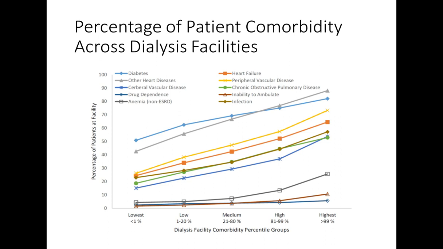In the medium group, in the middle of the graph, are about 3,500 dialysis clinics. So the vast majority of clinics fall into that medium category. And there's about 1,000 dialysis facilities in both the low and high groups. And the key point here is that even clinics with relatively healthy patients, shown on the left, still have relatively high prevalence of comorbidities like diabetes at 50%, heart disease at 40%, vascular disease in the 20 to 25% range.